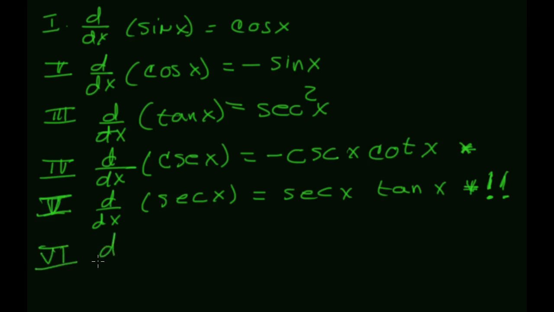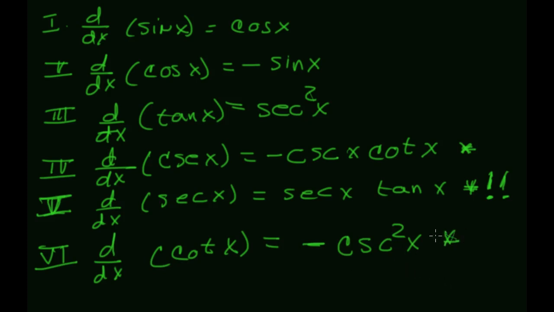The last one is the cotangent. So this is the cotangent of x. And in this case, it's very similar to the tangent. It's just the negative cosecant squared of x. So just like cosine is negative sine, where tangent is secant squared, the cotangent is the negative cosecant squared. Again, not happening very frequently. If I had to memorize only one of these three, I would memorize this one. However, it is helpful to know all three.